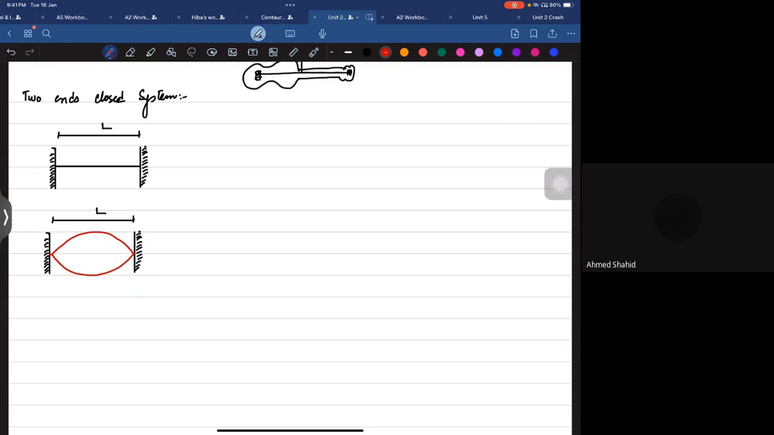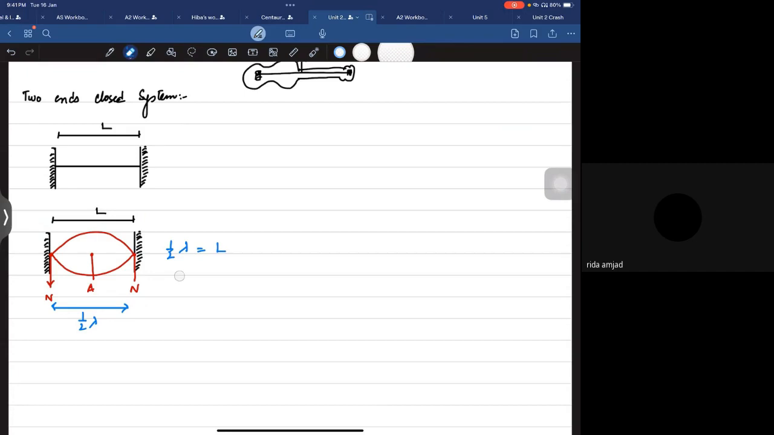This end is the node, this end is the node, and this one is the antinode. Because we learned that the node to node distance is a value. Do you guys know what that is? What is node to node distance? Half wavelength. That means half lambda, I can put equal to L. Can I also write lambda equals 2L divided by 1?